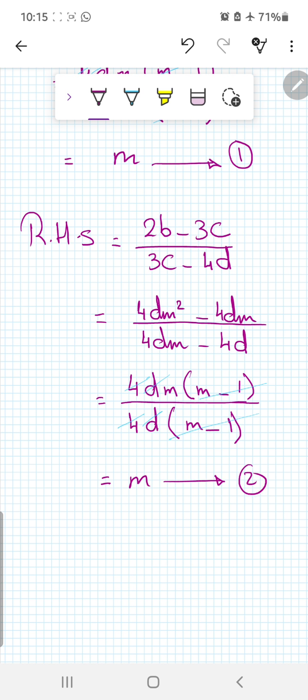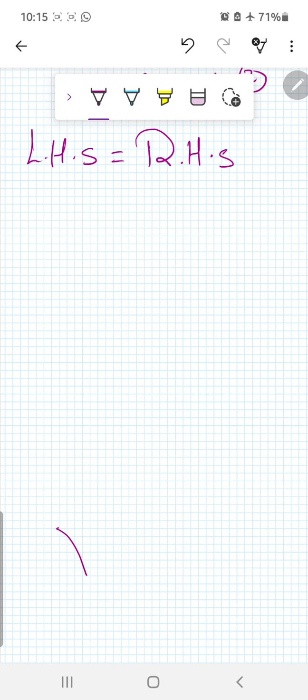From 1 with 2 we have the left hand side equal the right hand side. Okay, thank you.